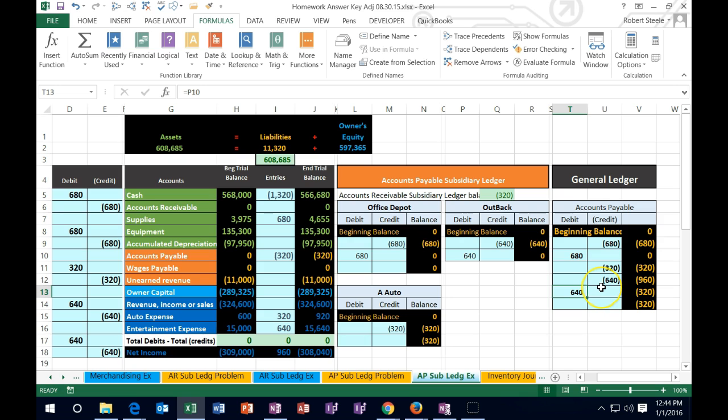This, of course, being a bit simplified account in the GL because it is in order only by date, as opposed to over here it being ordered, the same information, by vendor. And of course now the GL ties out to 320, as does the subsidiary ledger tying out to 320, and the trial balance also has 320.